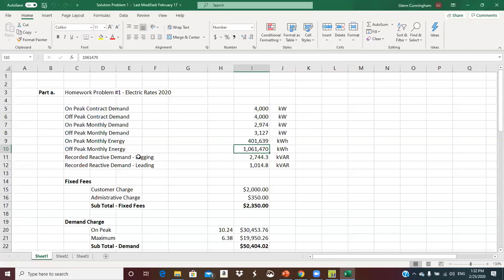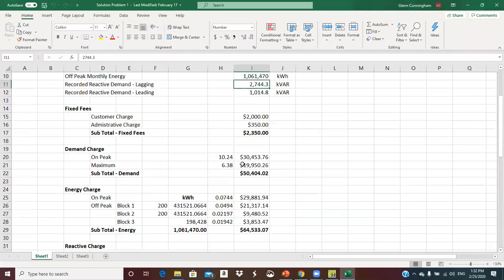Recorded reactive demand lagging, which would be when the peak was set, would coincide with this number, was 2744.3 kVAR, and recorded reactive demand leading, which would be at a minimum demand point during the month, 1014.8 kVAR. Okay, so let's go down through the calculation of the bill.